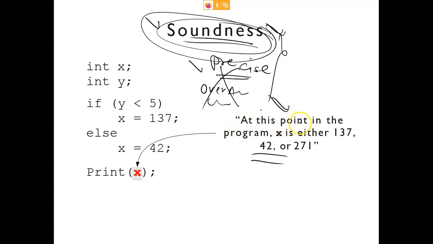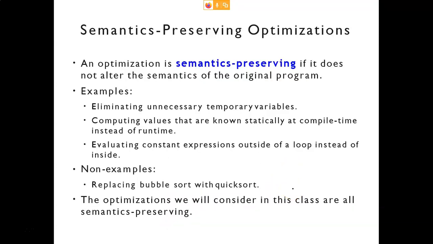Basically, don't take any risk. Here you are not taking any risk. You are giving some more information, but you are not hiding any information. If you are hiding some information, then that is false. If you say that here the value will be 137, then that is false, because the value can be 42 also.